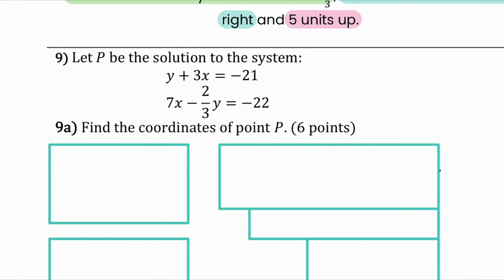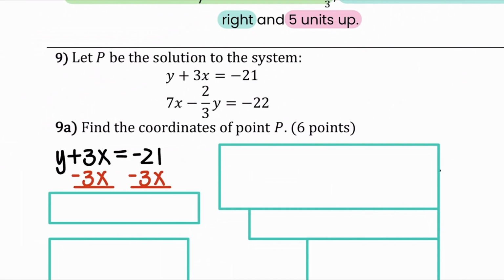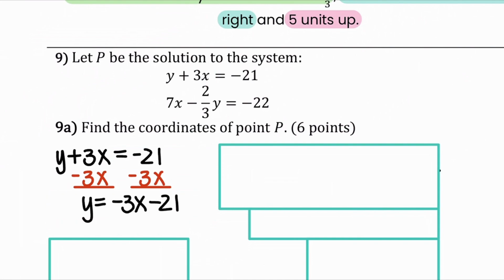And so what I would say in this case would maybe be easier would be substitution. Now, why exactly is that? Because if we look at the first equation, y itself does not have a coefficient other than positive 1. So that allows us to very nicely isolate that value. So let's do that first. So taking our first original equation, and isolating y by subtracting 3x on both sides gives us y equals negative 3x minus 21.